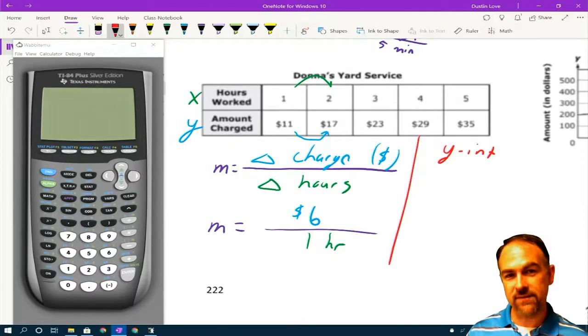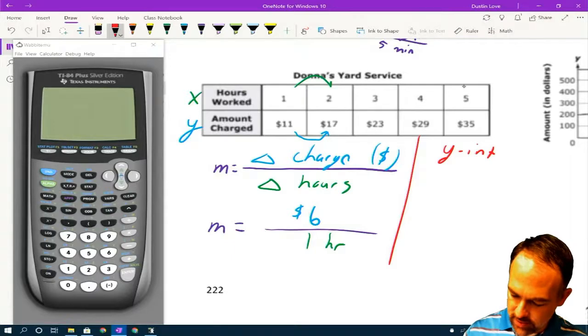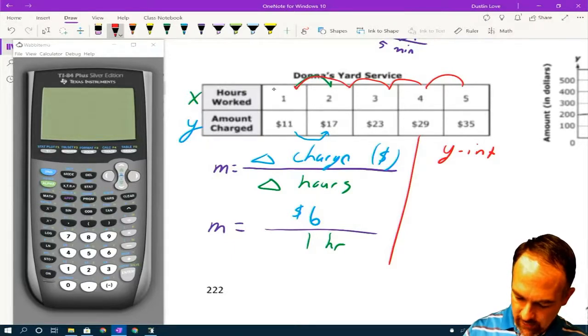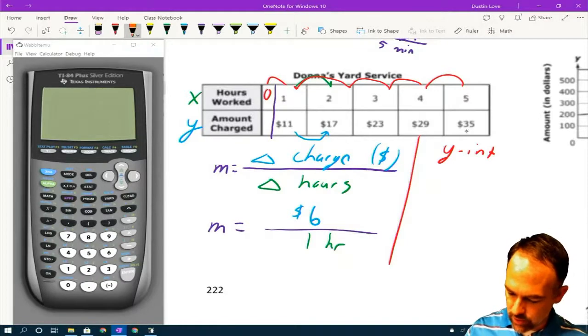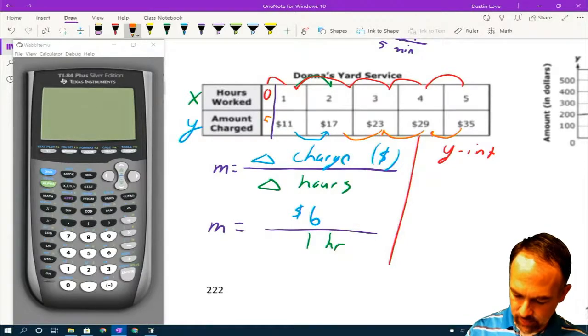But we could find it. Because as I notice this, I'm jumping back by 1 as I go from right to left. So if I gave myself another slot on this table, I could jump back another 1 and get to 0. I could also jump back this way and see that I'm going 6 every time. So if I jump back 6 again, then that would be $5.